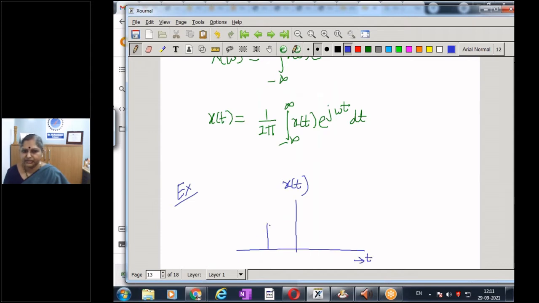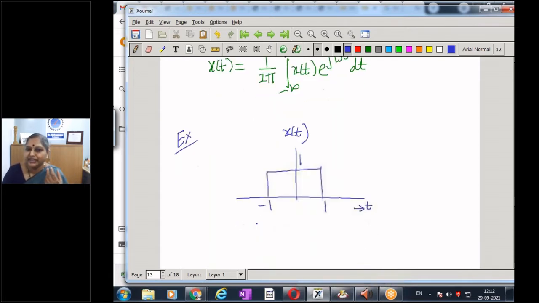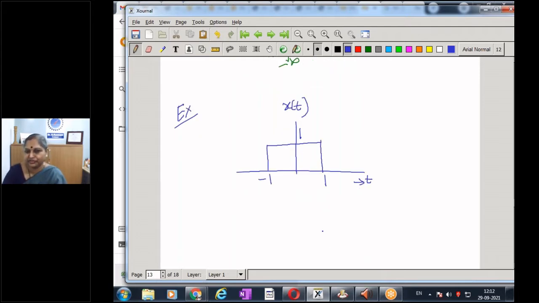What's my signal? I'll cancel. This is -1 to 1 and magnitude is say 1. The same signal that we did for Fourier series and we expanded it. This is something like a periodic signal, but the time period is infinity. Because the time period is infinity, we'll do the Fourier transform. So this is the same signal that we took. We kept on increasing the T naught. Now we'll consider the signal and try to get the Fourier transform. Let us get X of omega.